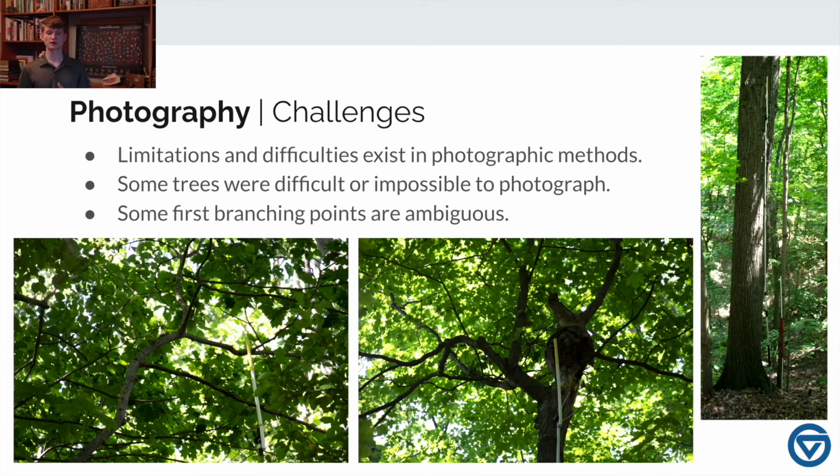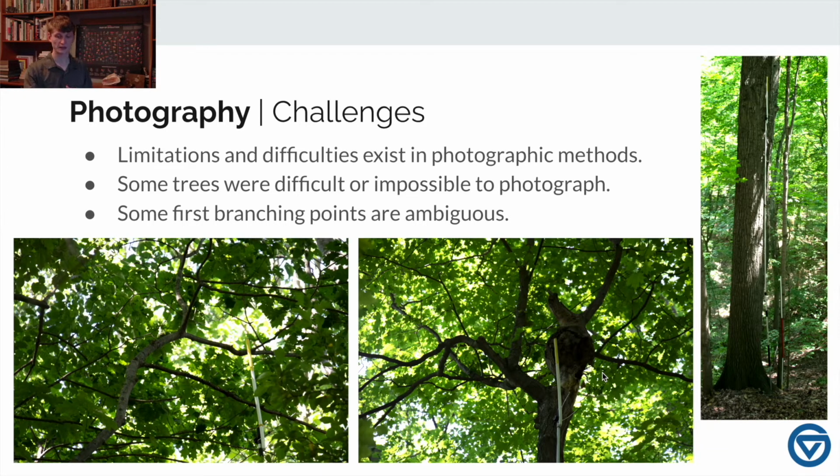And some of the first branching points are ambiguous. If you look at that photo in the lower left, it might be a little bit hard to see, but there's a dead branch here, and then we have a first node where there's 3 branches coming out at the same point, and I eventually just have to make a judgment call as to which one is node 1. And then in this other photo on the right, as you can see, there's this huge burl right there in node 1, and that might affect the data.